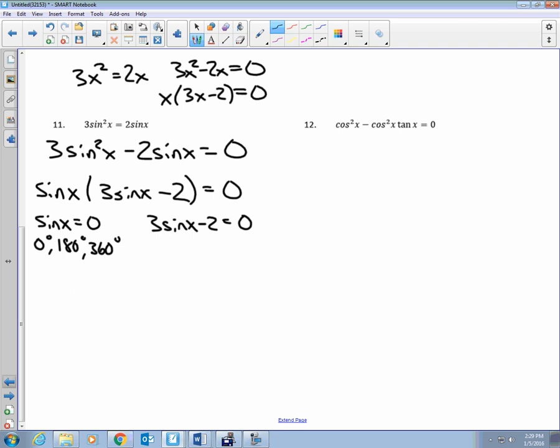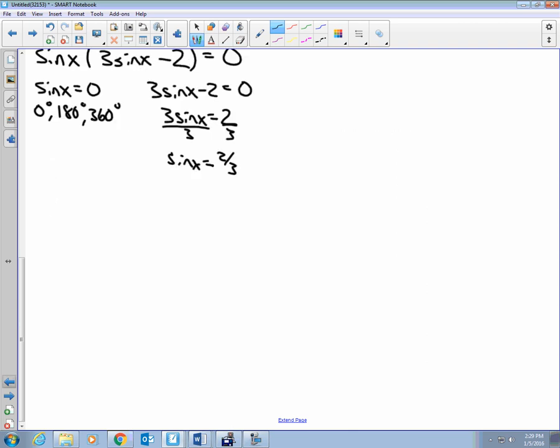Let's look at our second one. How do we solve that equal to 0? What do we do to both sides? Add 2. 3 sine of x is equal to 2. Then what? Divide by 3. Sine of x is equal to 2/3.